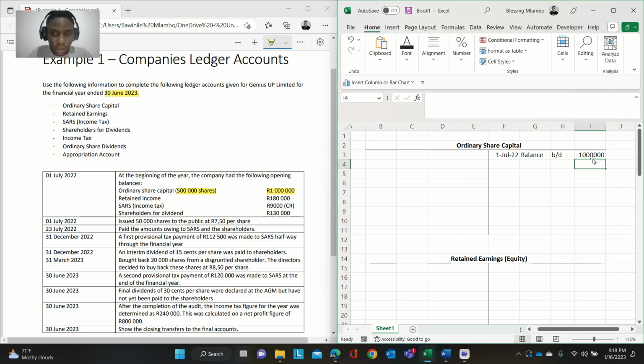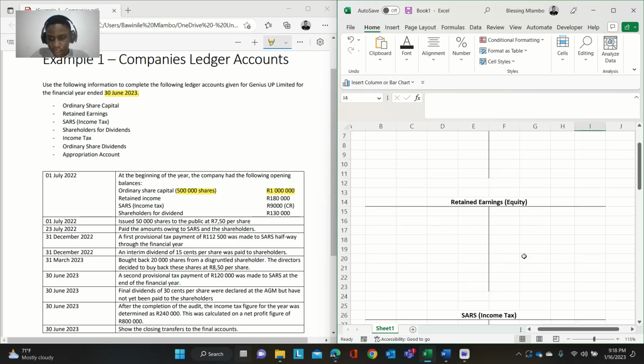So this is the balance brought down. This is an equity account. It increases on the credit side. Therefore, its balance brought down will always be on the credit side. And then they say you have a balance of retained income of 180. Retained income is also an equity account. It increases on the credit side, meaning that the balance brought down of retained earnings will be on the credit side. So this is the balance brought down on 1st of July 2022.